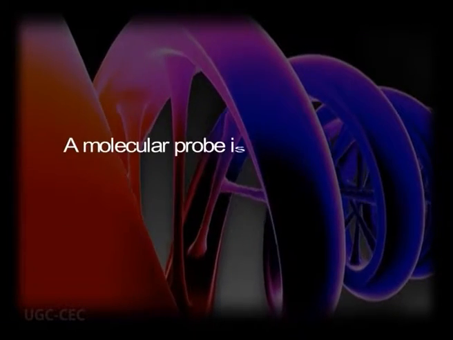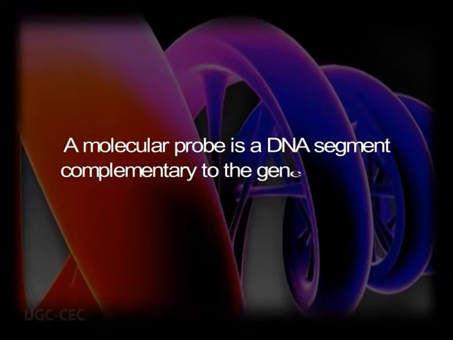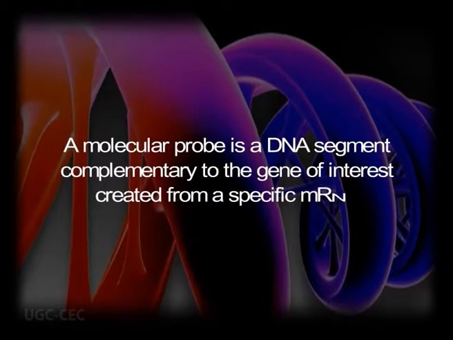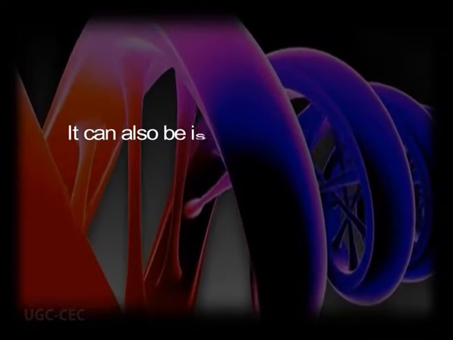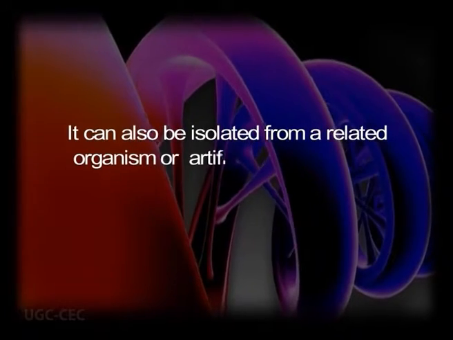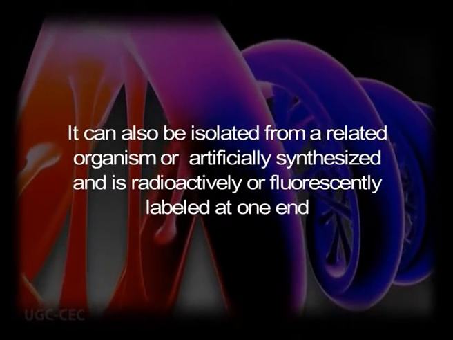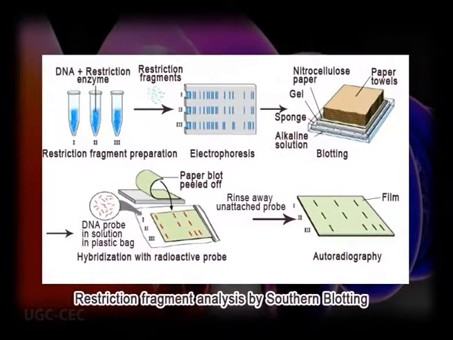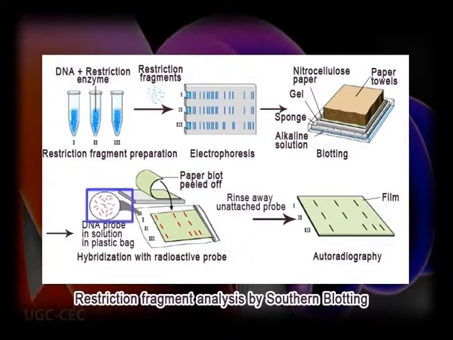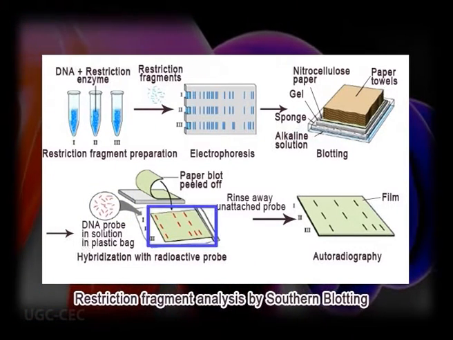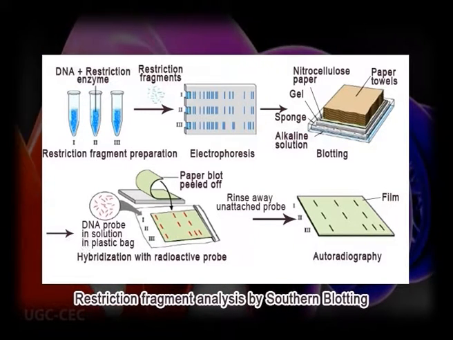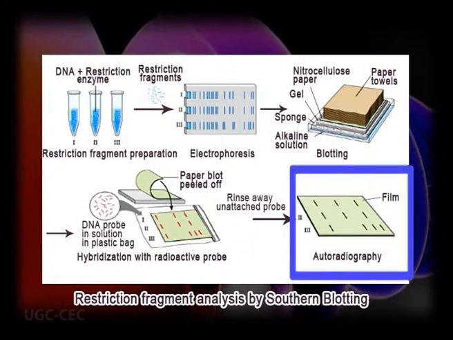A molecular probe is a DNA segment complementary to the gene of interest, created from a specific mRNA or isolated from a related organism or artificially synthesized, and is radioactively or fluorescently labeled at one end. After Southern blotting, the labeled probe is used to hybridize with a specific DNA fragment. The location of the DNA fragment that hybridizes with the probe can be detected by autoradiography. The identified spot is then matched with the original gel and the gene of interest is thus isolated for cloning.